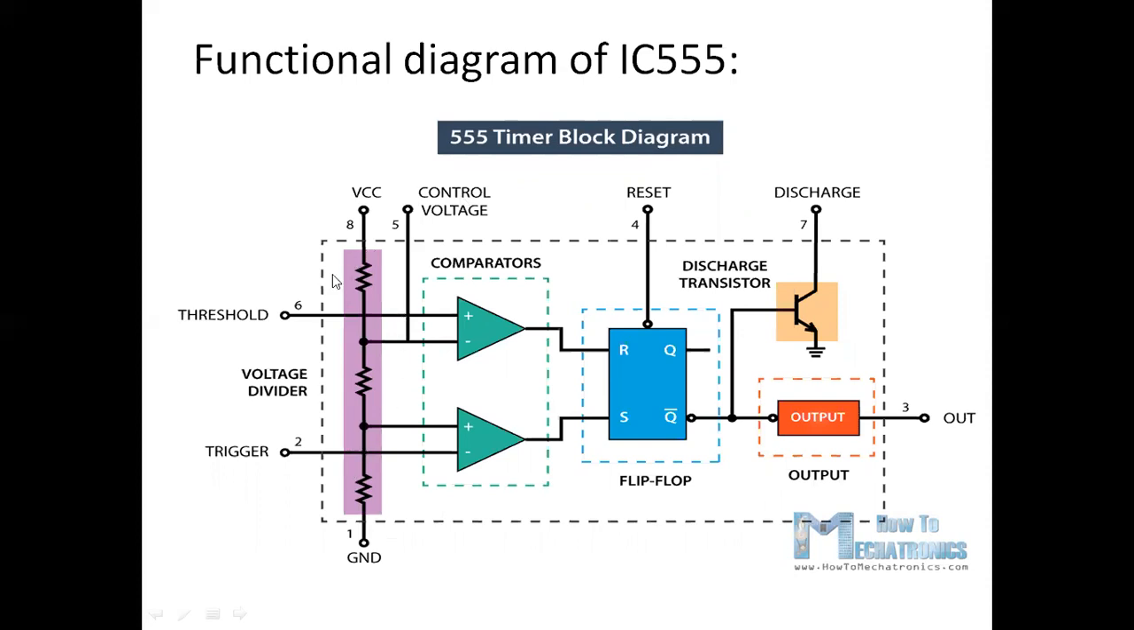Here we have a voltage divider network and two comparators. One is the upper comparator, another one is the lower comparator. Then one SR flip-flop, and two transistors. Normally externally we see one transistor, but internally we have two transistors, and one inverter. At the output we have an inverter. These are the main blocks in the internal block diagram of IC555.